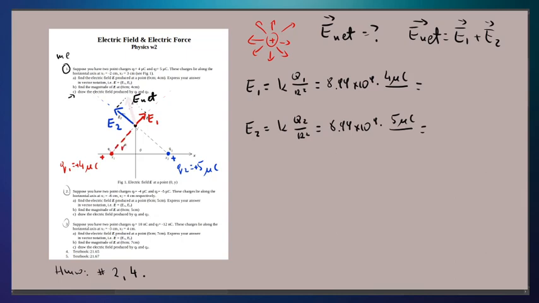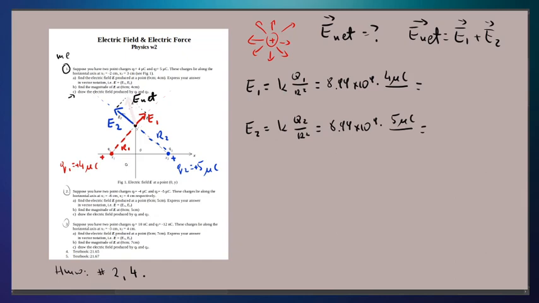And let's call this R1 because it is due to Q1. And let's call the other one R2 because it is from Q2. Now to figure this out, that shouldn't be too difficult. So let's see what geometry we have.